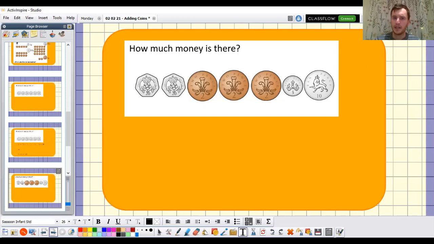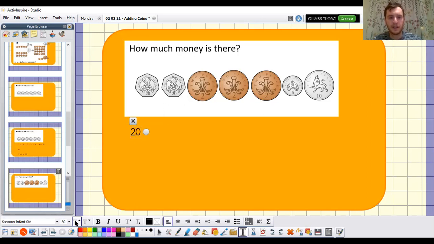Another one for us. How much money is there here? I can see 2 20-pence coins, 3 2-pence coins, a 5-pence coin, and a 10-pence coin. What do you think the total is? I wonder if you can work that out. If you haven't managed to have a go yet, let's look at it together.